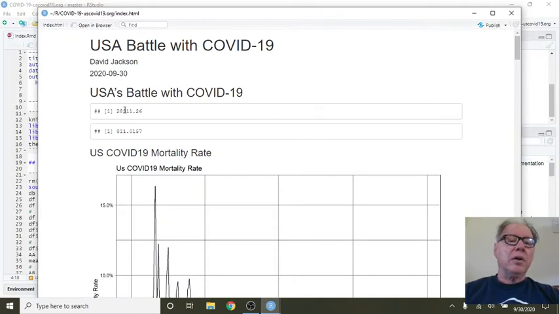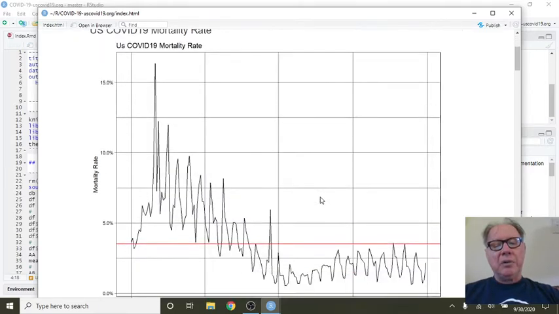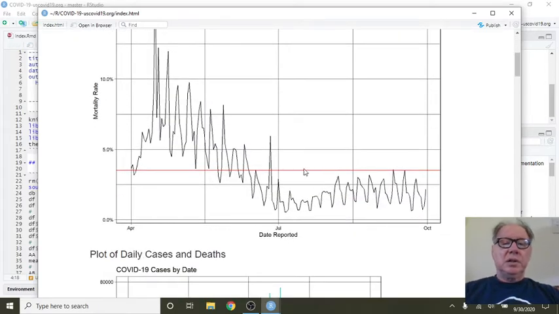Okay, so currently the U.S. is averaging 28,311 cases per day. We're averaging 811 deaths per day. So let's take a look at the mortality rate for today. So this is the mortality rate.